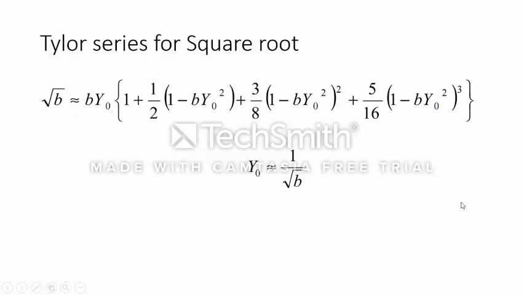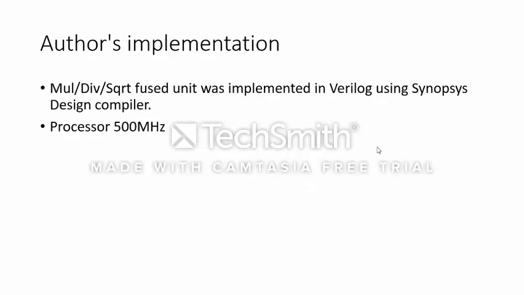This is the Taylor series algorithm to evaluate the square root of a floating point number. It uses the reciprocal approximation. The author has implemented it in Verilog using the Synopsys Design Compiler. It uses a processor with a clock rate of 500 MHz.